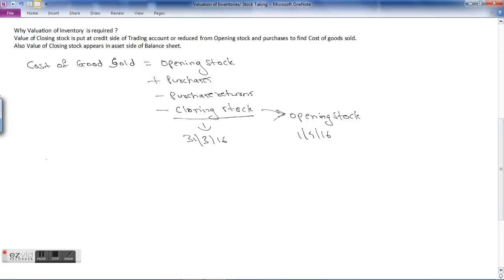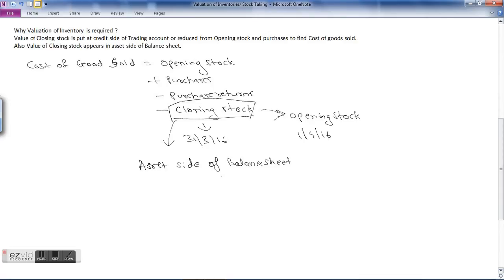Now the value of closing stock, whatever is the value of closing stock at the end of the particular period, is also appearing on the asset side of the balance sheet. Okay, since it's an asset, we have a stock of goods and it's our asset. So it is appearing on the asset side of the balance sheet as a closing stock. So therefore, it is very important to value the inventory.